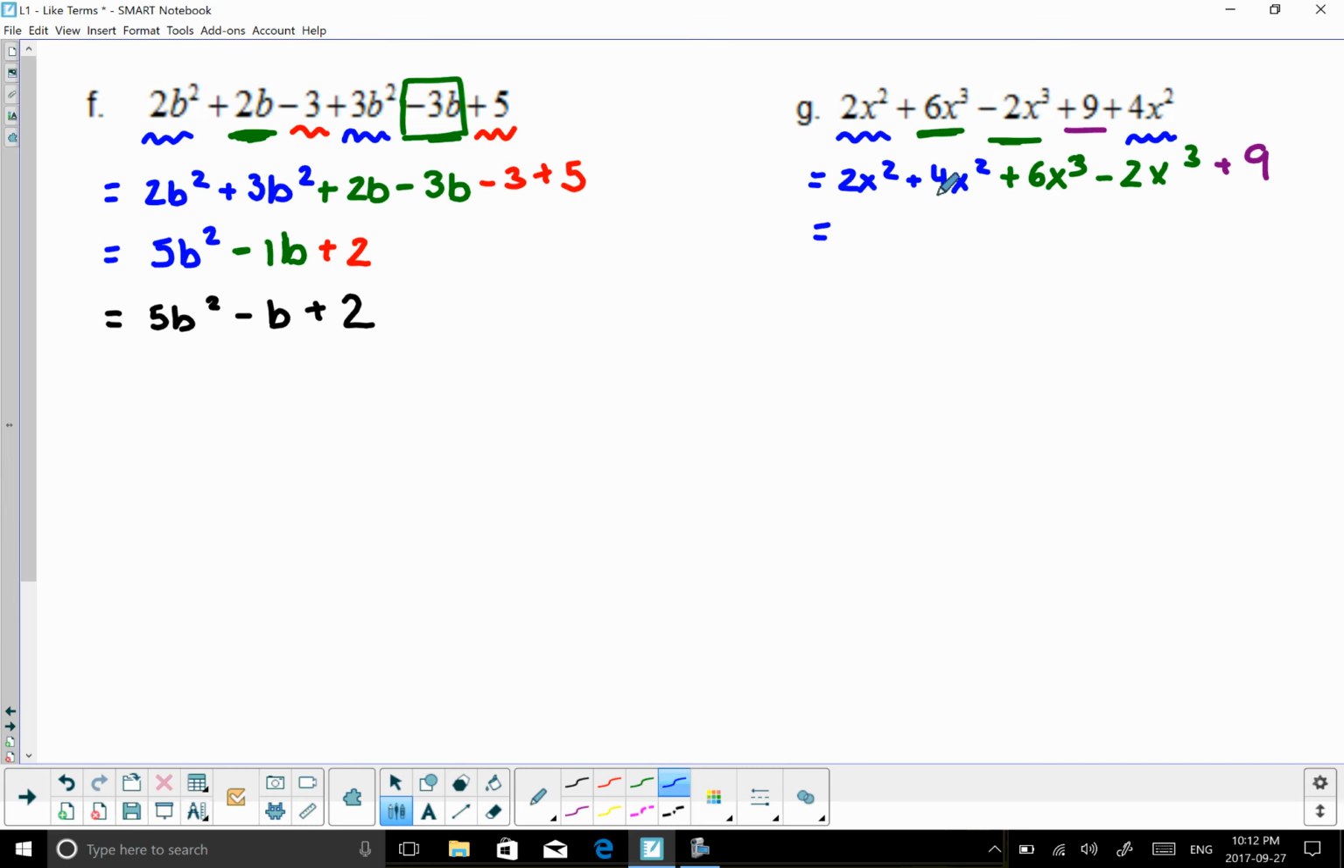So here's 2x squared plus 4x squared, that's 6x squared. Then I have 6x cubed minus 2x cubed, so I have 6 of these and I'm subtracting 2. So that's 4. And then last you're just adding 9.